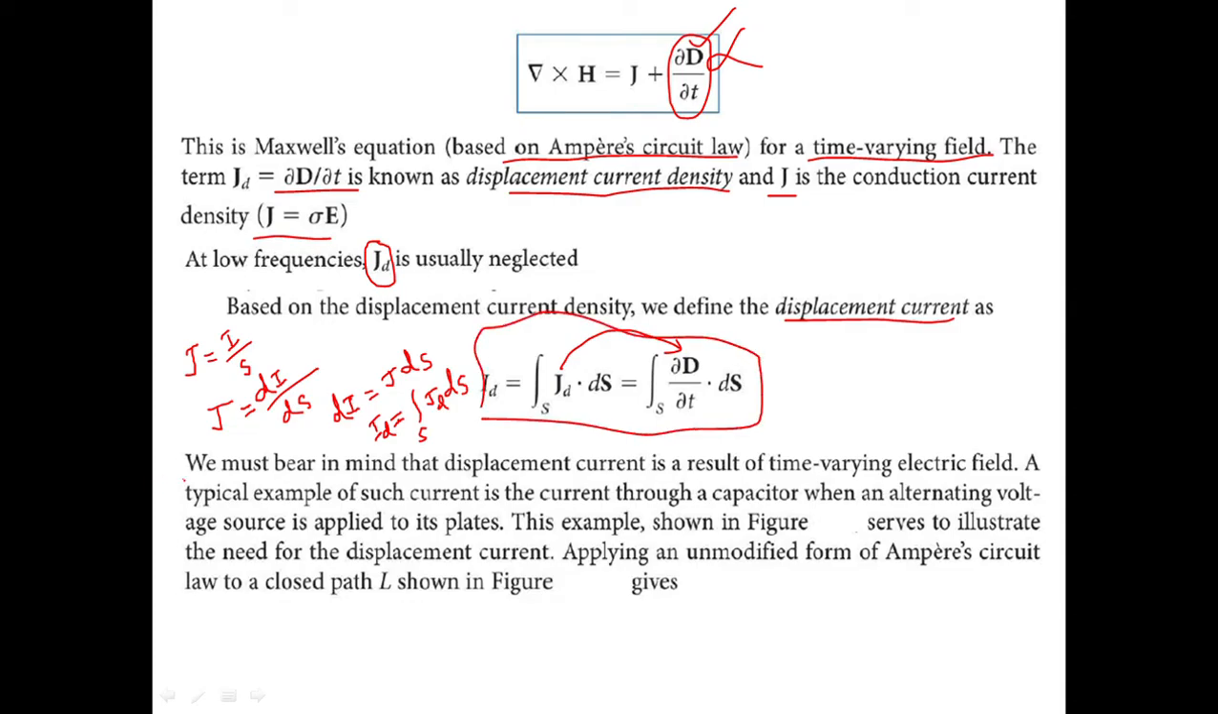Now read this one. We must bear in mind that displacement current is a result of a time varying electric field. As I told you, when we consider only steady state problems, this ∂D/∂t will not be there. That is, displacement current density will be absent, but it will be present only for time varying electric fields.